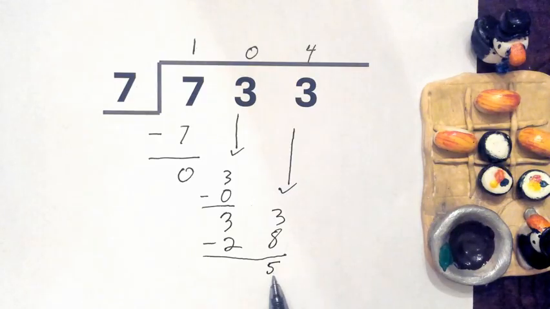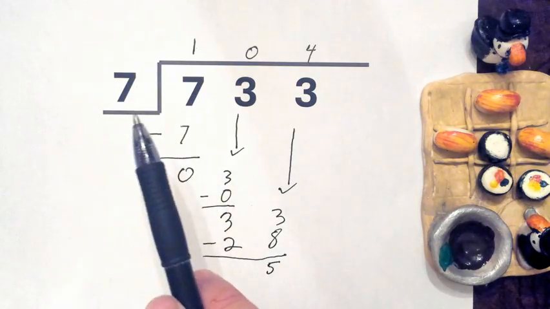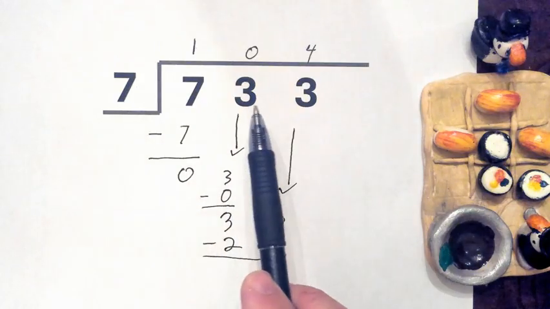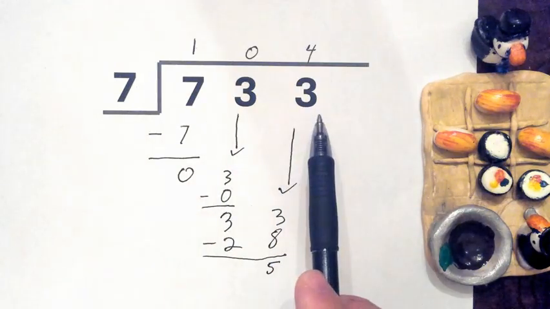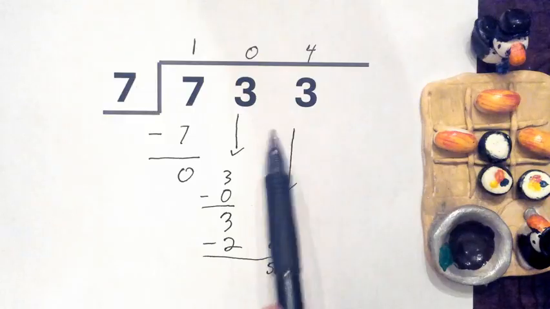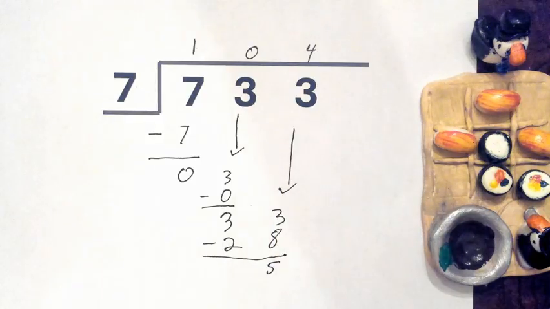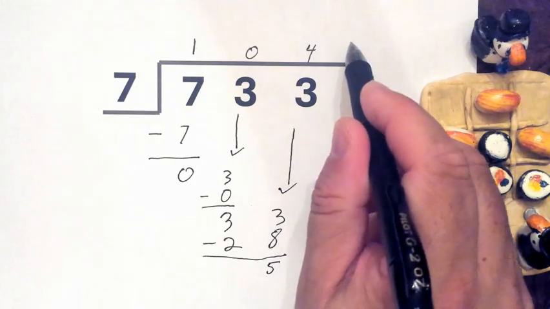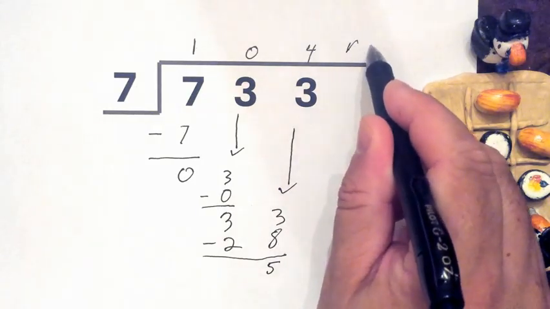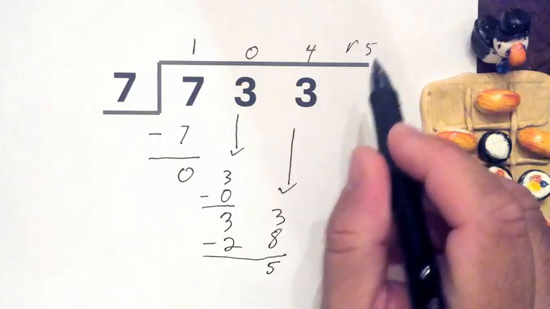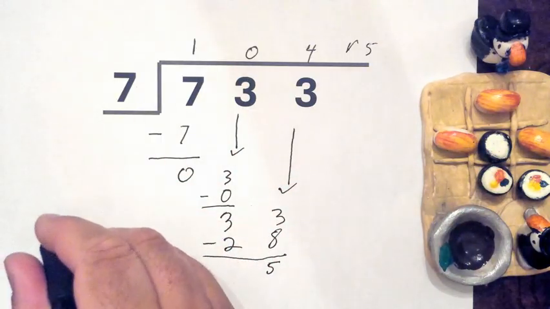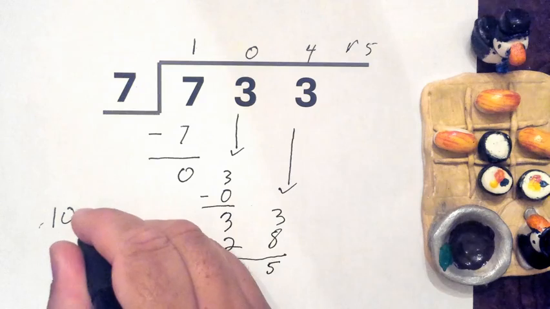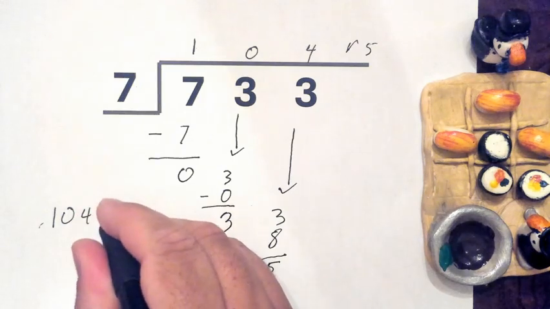So we don't get a 0 at the end, which means that 7 does not go into 733 a whole number of times. There is a remainder. Some people write this remainder as R5 at the end, or you could write this as 104 and 5/7.